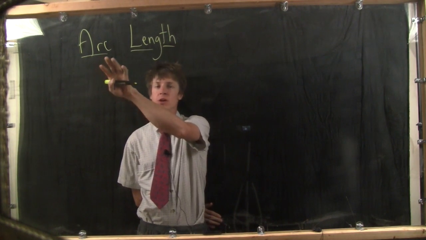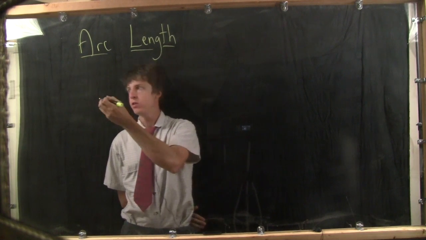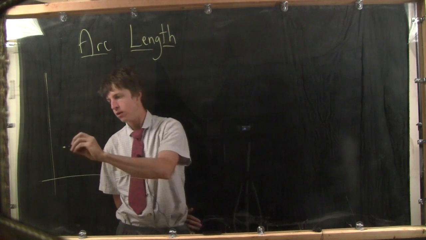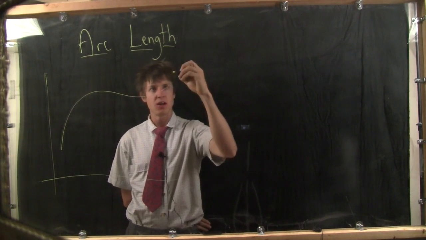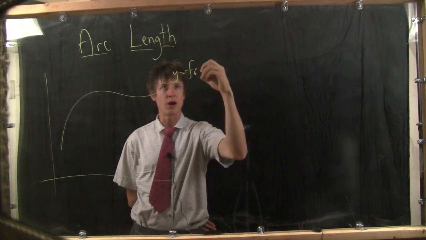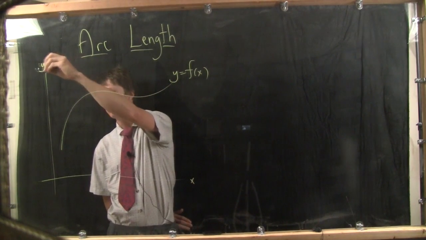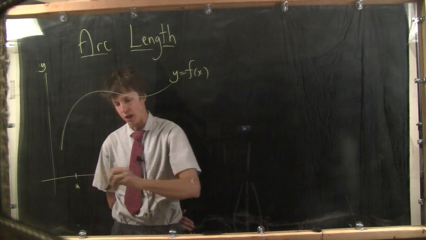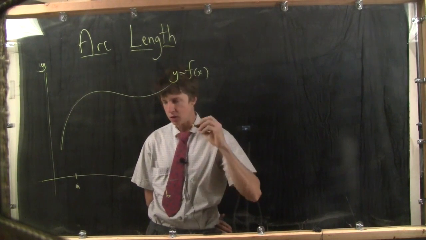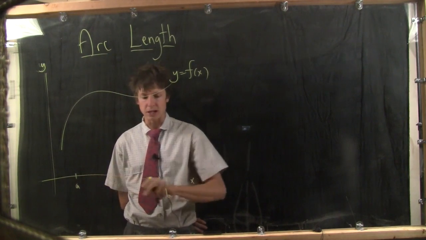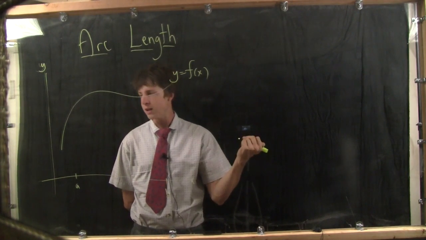I'm making a video on something called arc length. So here's the question. Let's say you graph a function. Maybe it looks something like this. Say you're graphing y equals f of x, and you have maybe two x values. Here's a and here's b. One question that you're very used to is what's the area under the curve between a and b? And you know the answer to that.